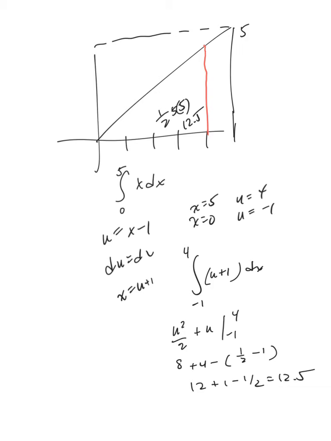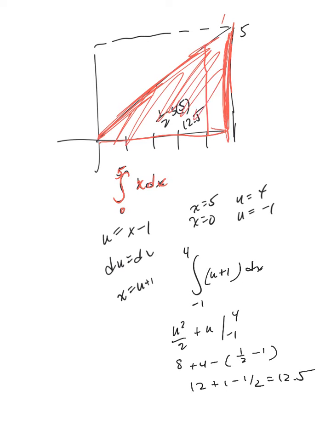So let's say we have the integral. I tried to make this problem as simple as possible considering what skills we have so far, right? So if I'm getting the area from 0 to 5 of a triangle, okay, this area is 1/2 base times height, which is 12.5.